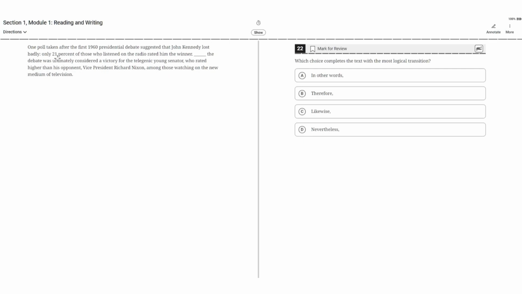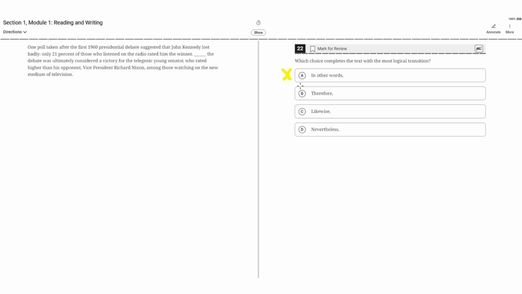This passage is saying that on one poll on radio, John Kennedy lost badly. Only 21% of people rated him the winner, but he ultimately won the debate by rating higher on television. So these two sentences contrast each other, and the transition word here must emphasize this contrast. A. In other words. This is incorrect because it's saying that the claim in the second sentence is based off data in the first one, but this is incorrect because the two sentences contrast each other. So A is incorrect. B.